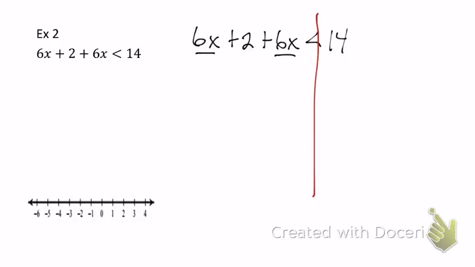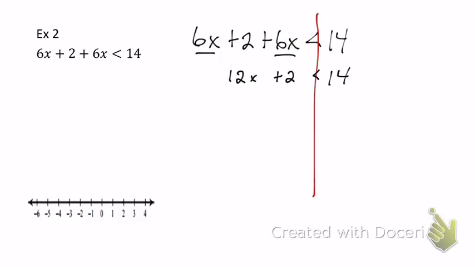So that means I have 12 total x's on this side because 6 plus 6 would be 12. I still have that plus 2. Now I'll bring down my less than sign. And then 14, there's nothing I can do with the 14. So now I need to work on isolating x.